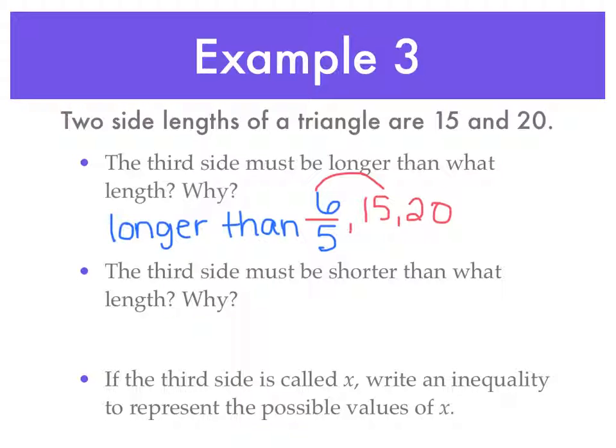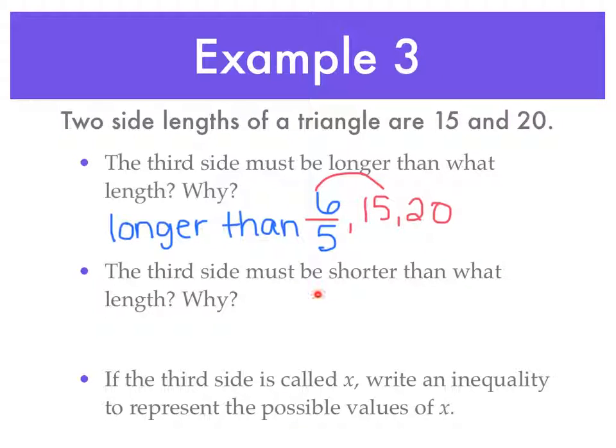Back at this one, it had to be longer than 5. Looking for my shortest side, the smallest I can get, because this is saying it must be longer than, so what's the smallest I can get? The smallest I could get would be anything bigger than 5. I've got to stay above 5, because anything bigger than 5 is going to combine with 15 to be bigger than 20.